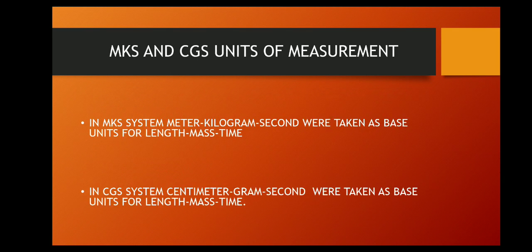Let's see what are the MKS and CGS units of measurements. In MKS system, meter, kilogram, second were taken as base units for length, mass and time. And in CGS system, centimeter, gram, second were taken as base units for length, mass and time. And that is the way the name itself means: MKS system means M for meter, K for kilogram and S for second. And in CGS system, C for centimeter, G for gram and S for second.